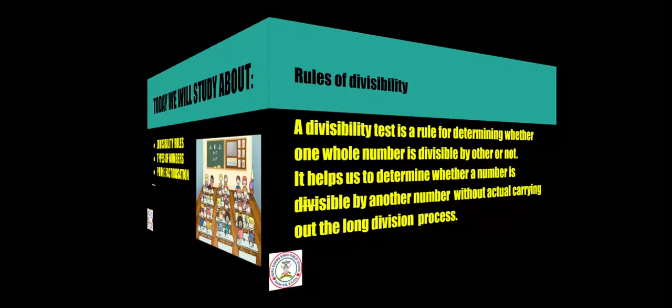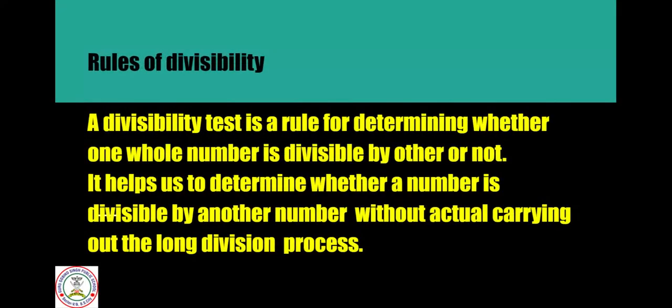We will start now with rules of divisibility. A divisibility test is a rule for determining whether one whole number is divisible by another or not. It helps us to determine whether a number is divisible by another number without actually carrying out the long division process.